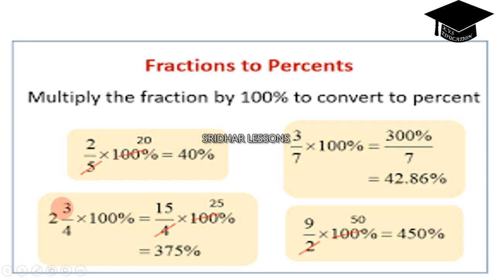equal to 8, 8 plus 3 is equal to 11. So 11 by 4. So 4 cancels here 25 times, so 25 into 15 is equal to 375%. And here 9 by 2 can be converted into percentage as 9 by 2 into 100. 2 cancels 50 times, so this is equal to 450%.